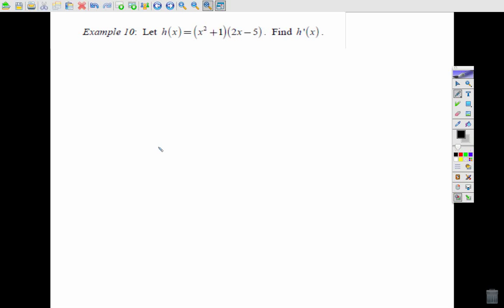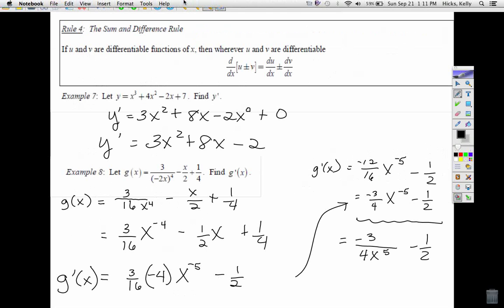Let h of x equal x squared plus 1 times 2x minus 5. Let me take a second and make sure that my problems are following along with your problems. Exactly. They are. Good. Okay. All right, so how do we do this?